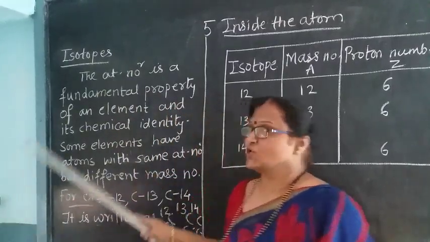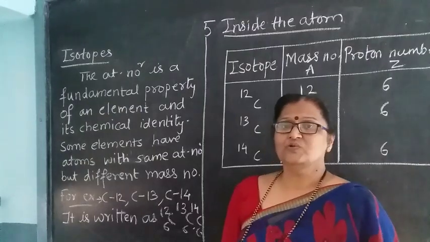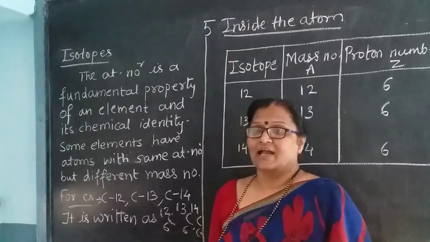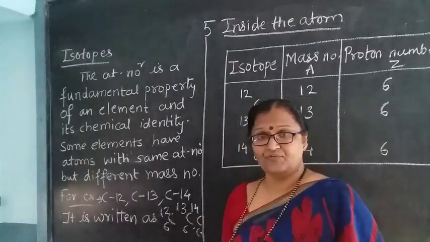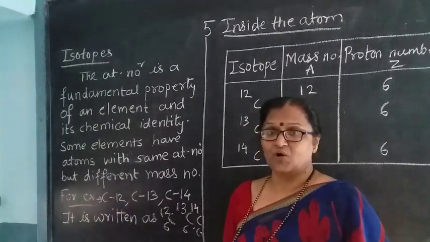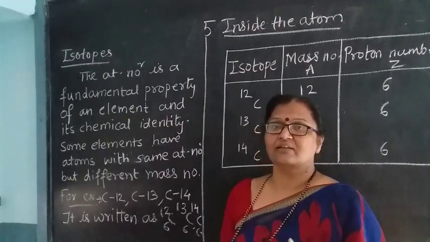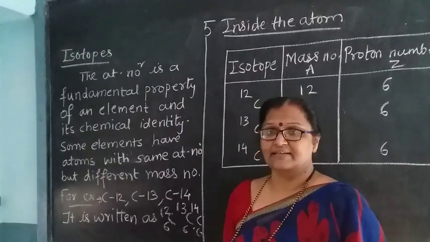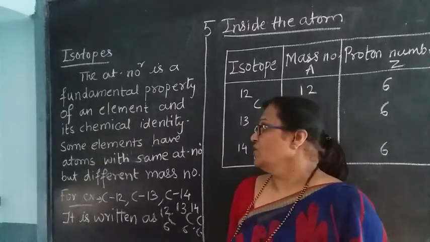So what are isotopes? The atomic number is a fundamental property. Whenever you see a particular element, it has a particular atomic number, and the atomic number is one of the fundamental properties of that element, and it is also its chemical identity, because many of these elements undergo chemical reactions. Whenever they are undergoing a chemical reaction, they have their own chemical identity, and in that reaction they show their chemical properties.